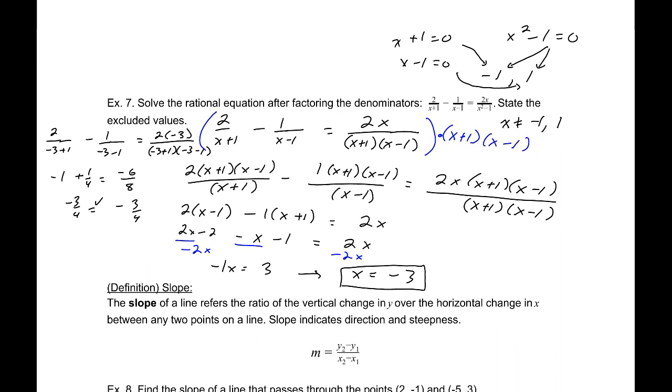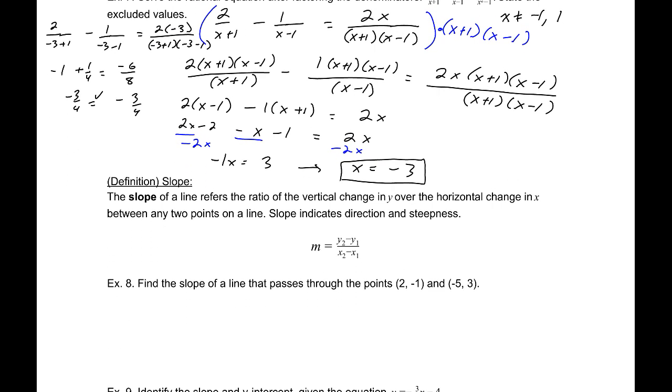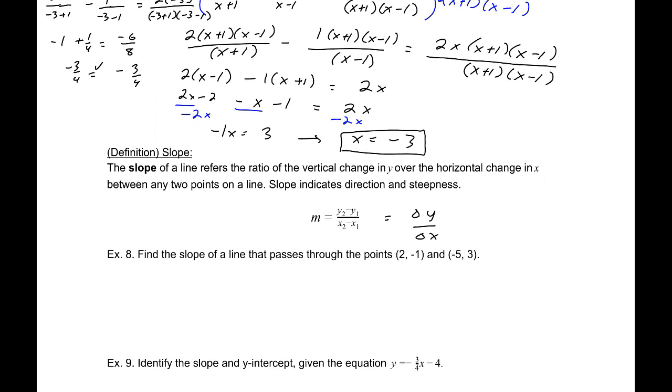Okay, we're going to transition just a bit into graphing linear equations. To begin with, we have slope. The slope of a line refers to the ratio of the vertical change in y over the horizontal change in x between any 2 points on a line. It indicates direction and steepness. It's how steep the line is, and the sign tells us whether it's going up, increasing to the right, or decreasing to the right. Another way you can write this is delta y over delta x, the change in y divided by the change in x. So let's apply that formula to find the slope here.